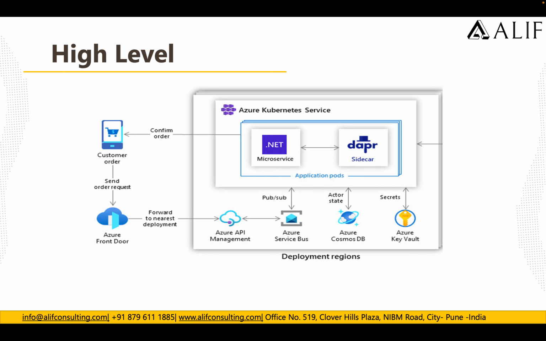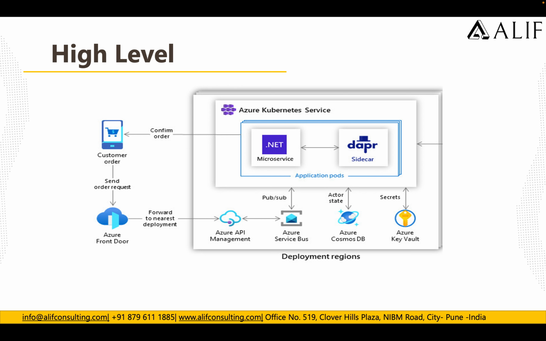So how do things work, right? They have Front Door, API management, Service Bus, Cosmos DB, and Key Vault, and then they have the application pod, which is running on Dapr and Microsoft .NET. So any customer requesting an order comes in through Front Door, and it is forwarded to the nearest region based on the customer location.